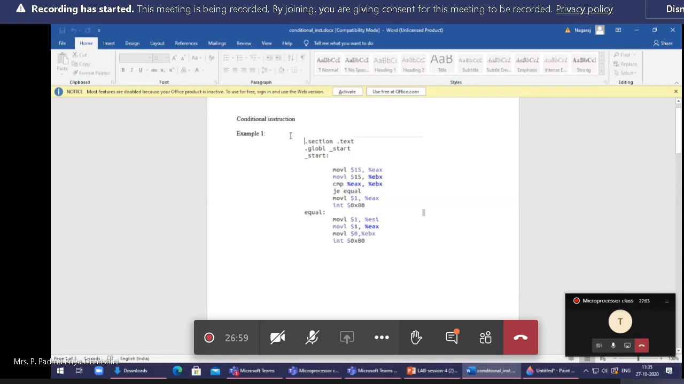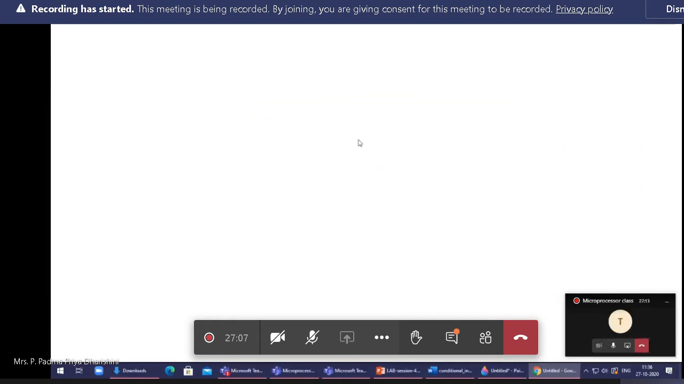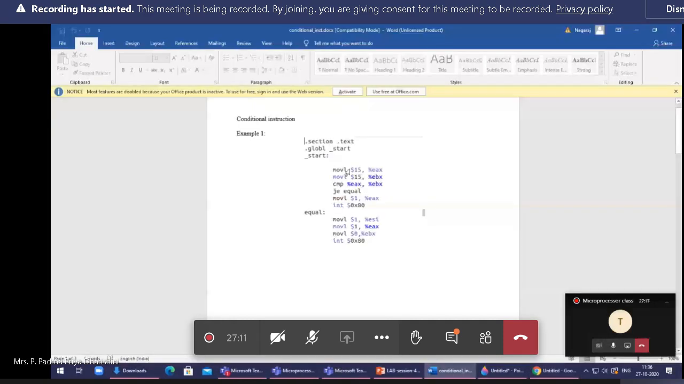So, first in this .section .text .global _start, these three lines are common. Okay. First, MOVL 15 to EAX. We are moving the value 15 to the EAX register. MOVL 15 to EBX. The value 15 is moved to the EBX register.